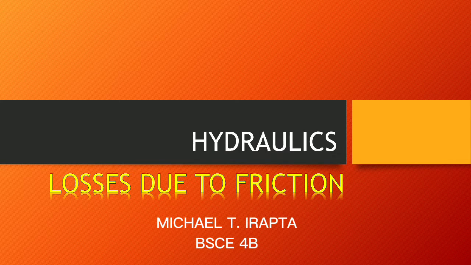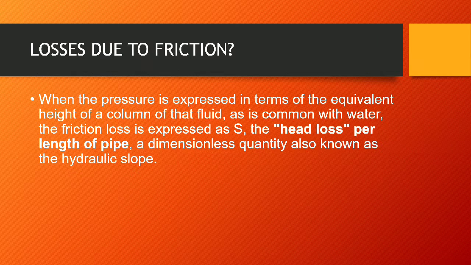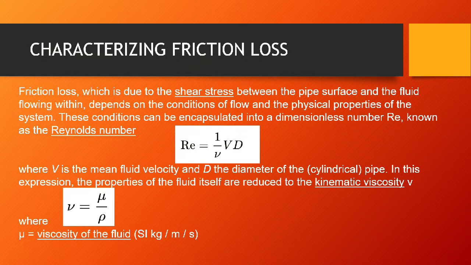I'm going to report about the losses due to friction in hydraulics. Losses due to friction is when the pressure is expressed in terms of the equivalent height of a column of that fluid, as is common with water. The friction loss is expressed as S, the head loss per length of pipe, a dimensionless quantity also known as the hydraulic slope. In characterizing friction loss, it is due to the shear stress between the pipe surface and the fluid flowing within. It depends on the conditions of flow and the physical properties of the system.